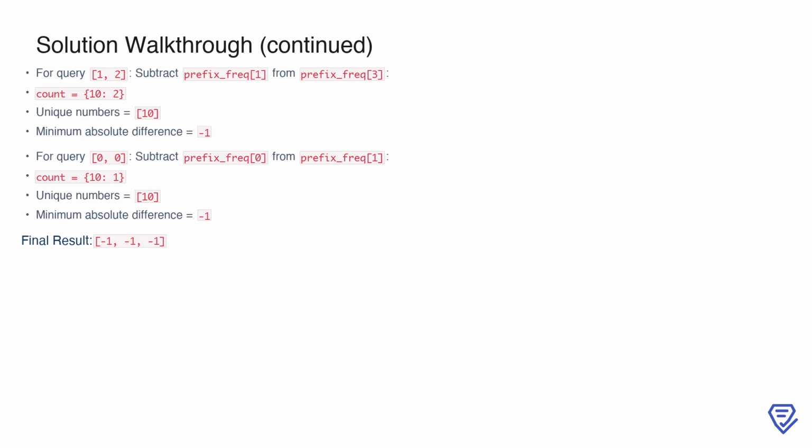{10: 2}. The unique number in this range is still 10, so the minimum absolute difference remains -1. Finally, for the query [0, 0], we subtract prefix_frequency[0] from prefix_frequency[1], which gives {10: 1}. Again, there is only one unique number, so the minimum absolute difference is -1. The final result for these queries is [-1, -1, -1].